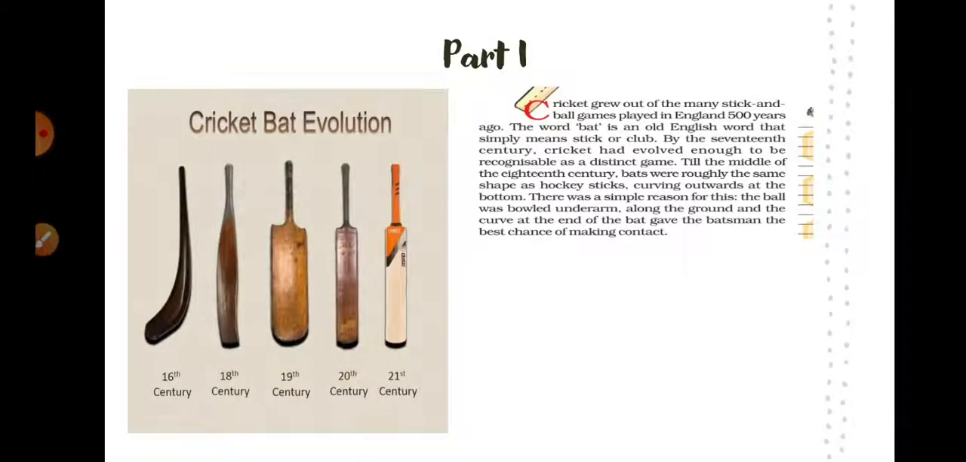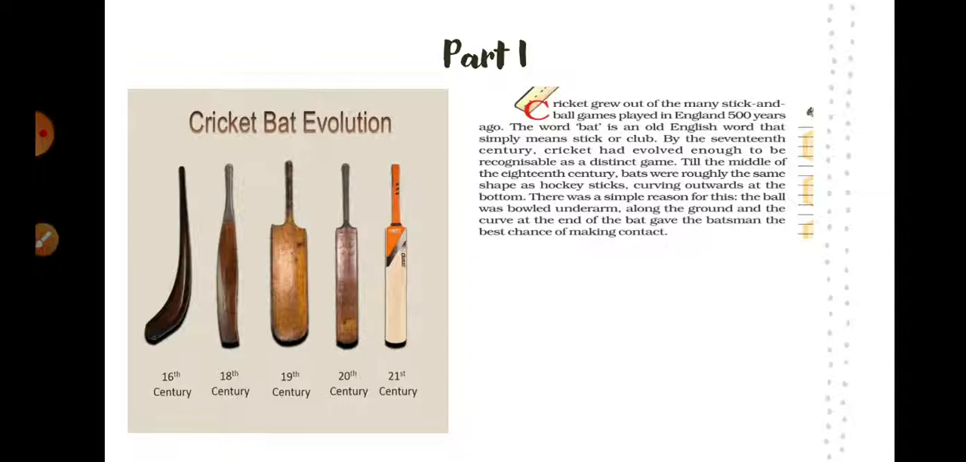Now let's start the first part of this text. As I have already told you, this part talks about the evolution of cricket. Cricket as a game was developed in England. It originated in England almost 500 years ago.